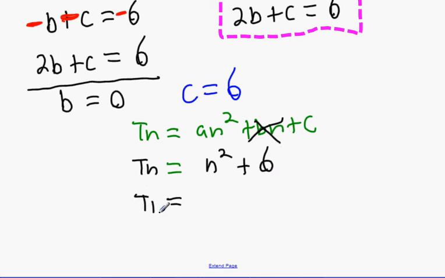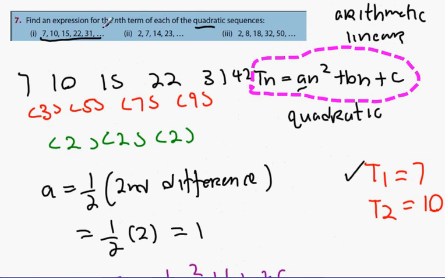If I was to write out the first 4 terms, I don't have to. I've already answered the question. It says find an expression for the nth term. Basically find T of n. I found T of n. But let's show you what it actually does.